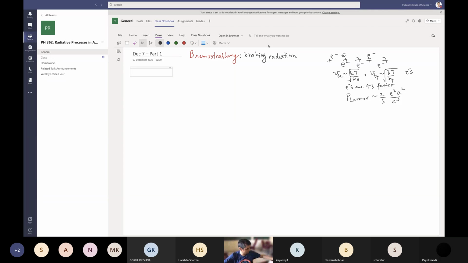Okay, so let's get started with Bremsstrahlung. Last time I also said that this is also called free-free emission, because the electrons are free before they interact with the proton, and after the interaction they are also free, unlike a bound transition or a free-bound transition in which the electron becomes bound to the proton.